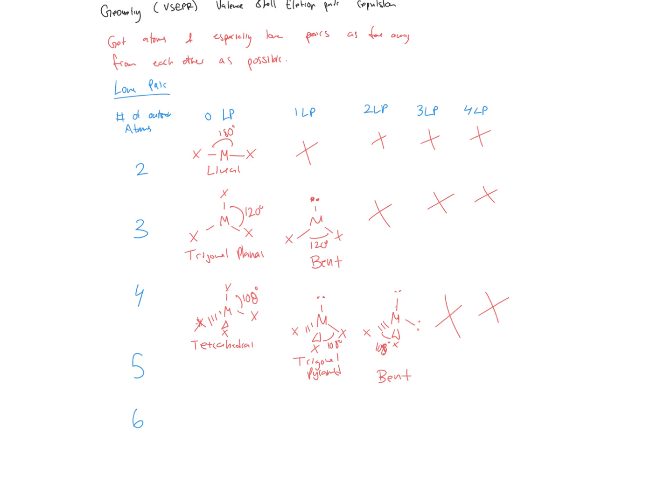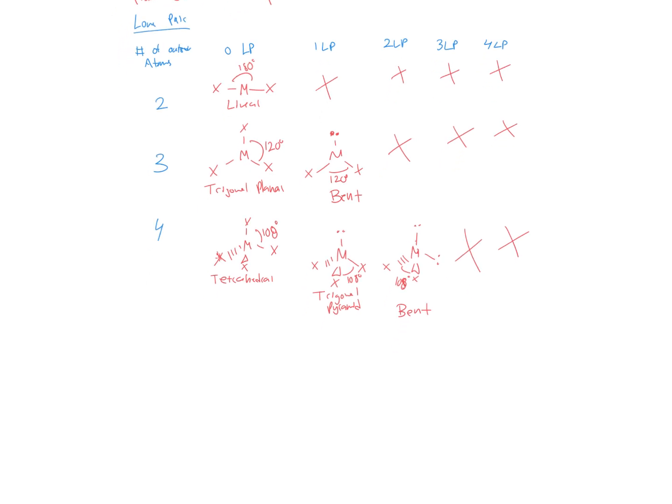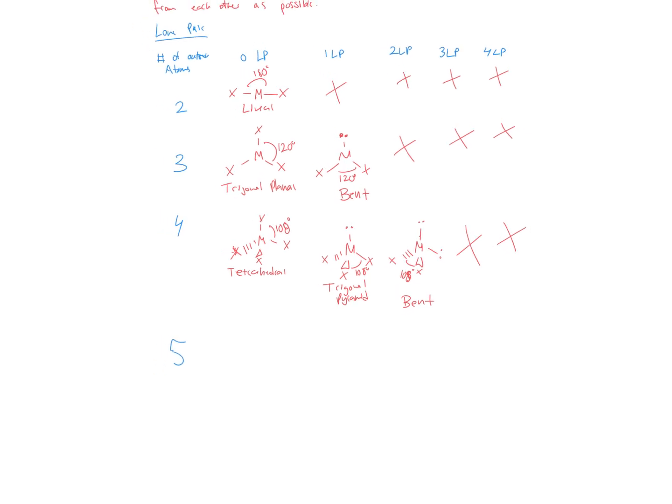I'm running out of space here, so I'll move 5 and 6 down a little bit. But after this, we have 5 outside atoms. Again, we'll have our simplest case, which is M in the middle. We have one X up here, one X to the side, another X to this side, and then we have one X kind of in the back of the page and another one in the front.